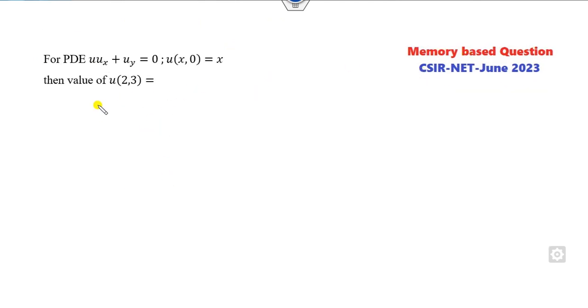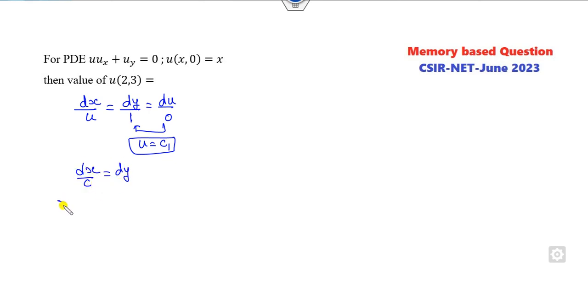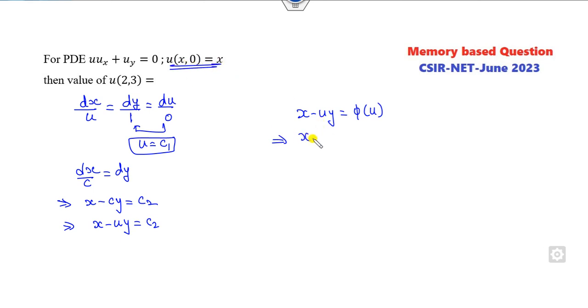Okay, this is the same question over here, you can think about here. From here you can see u is my c1. So I can substitute u as constant here, so I can take x minus cy is equal to c2. I can write it as y is my c2. Now there are two constants, so I can write this as phi of u. So I can apply this initial condition, u is my x, y is my 0, u is x, so phi of x is my x.